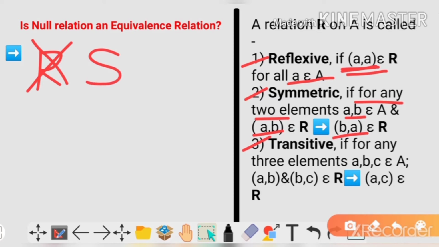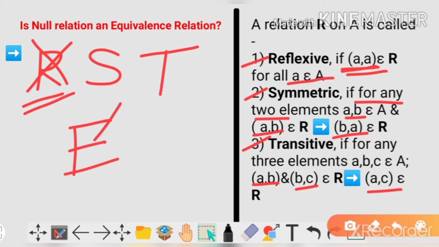Okay. Now for a transitive relation, it's actually the same as the symmetric relation. It also doesn't contain any points like AB and BC, so you need not look for AC. So it will also be transitive. As it doesn't fulfill the condition of reflexivity, it will not be an equivalence relation. So a null relation is a symmetric and transitive relation, but not an equivalence relation and not a reflexive relation.